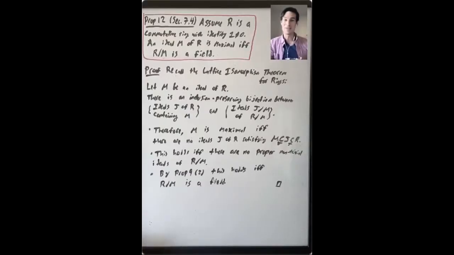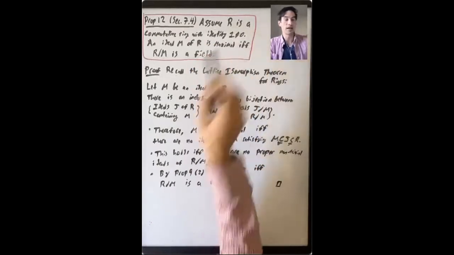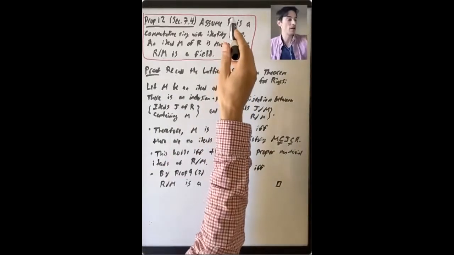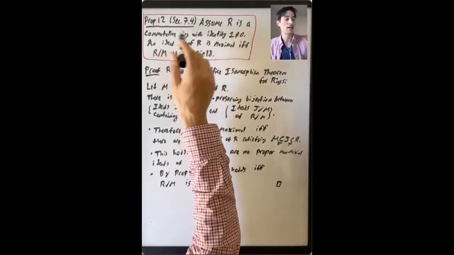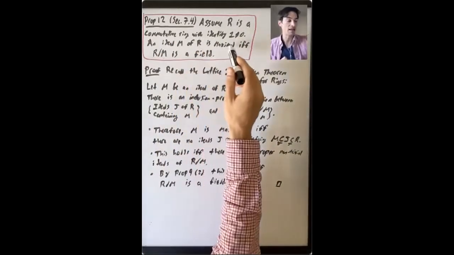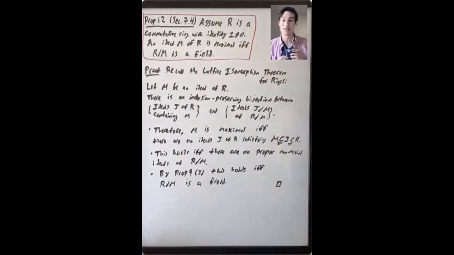Now that we've given the definition of a maximal ideal, and we understand the maximal ideals in Z, we're going to prove a proposition that's going to give a really useful way to test whether an ideal in a commutative ring is maximal or not. So let's assume that R is a commutative ring with identity 1 not equal to 0. Remember, in section 7.4 of Dummit and Foote, R is always a ring with identity 1 not equal to 0, and here we also need it to be commutative. An ideal M of R is maximal if and only if the quotient of R by M is a field.